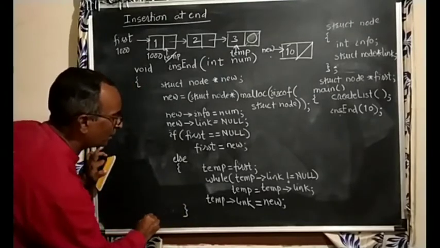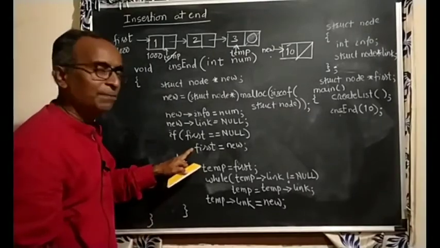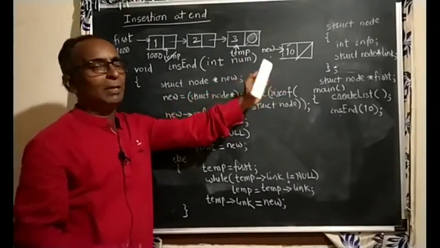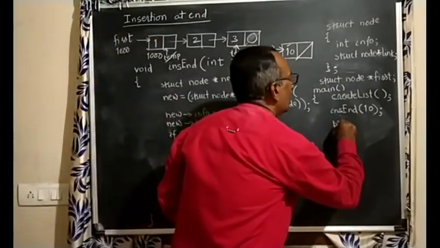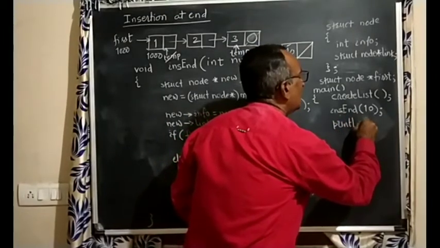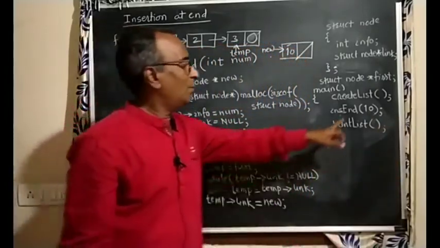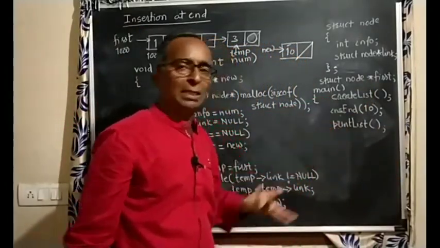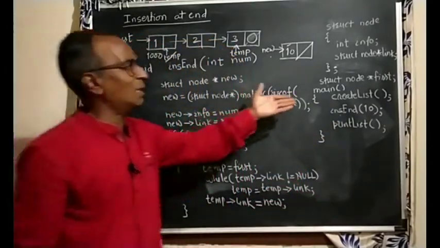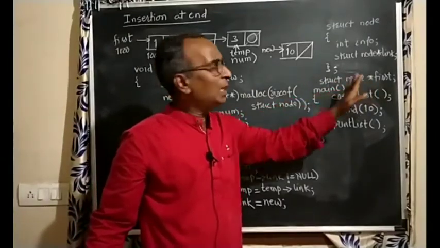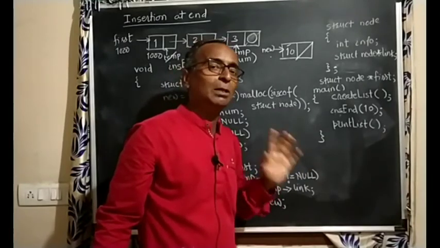You have finished. There is no need of returning anything because you have set first, and first is a global variable. If you want to do some print list, is there any need to pass a parameter? No. Whatever first you are setting, you are printing that list. See, this way you can write. It will be easier when you use a global variable. It will be easier to write the program, but never use global variables.